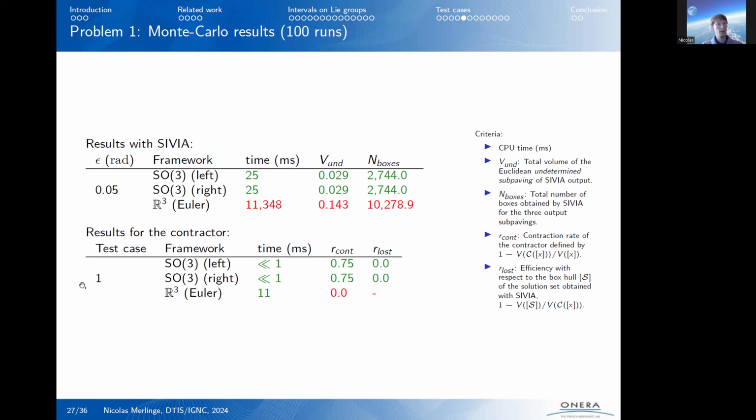And for the single box contractor, here the Euler angle parametrization just doesn't converge. The criteria are the contraction rate between the input box and the contracted box, and also the lost space, the lost volume with respect to the box hull of the SIVIA output. It's just to see if we are minimal or not. And here we can see that the contractor is minimal for the Lie group formulation.